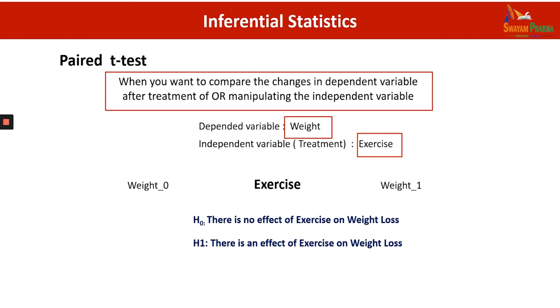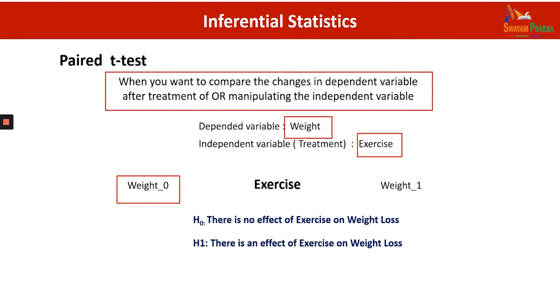And what is more important in the paired t-test is that you are measuring one variable at two different time intervals. See here, in this case, first, before the start of the experiment, we measure the weight of our respondents, called weight 0.